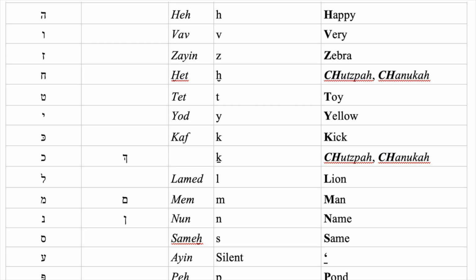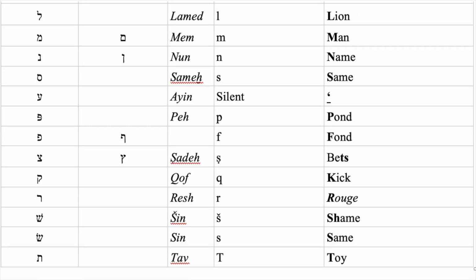Now you'll also note that with Kaf, there is a final form of this letter. When Kaf comes at the end of a word, it takes a different shape. And when the final form appears, it will be pronounced Ch. Kaf is followed by Lamed, which makes an L sound like in lion. And then we have Mem, which makes an M sound like in the word man.